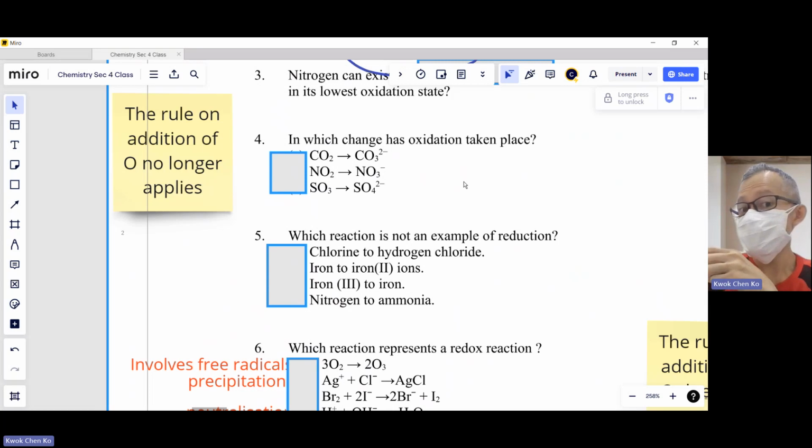So yeah, the next question is trickier. This one you have to work out the ON for everything. Later I'll tell you why. This one you cannot use gain or loss of oxygen.